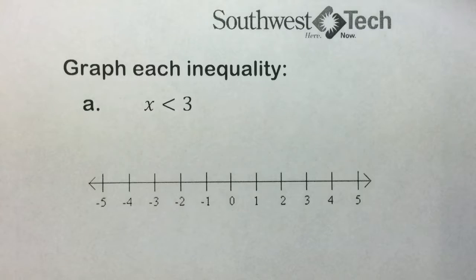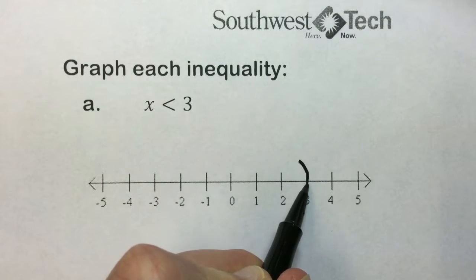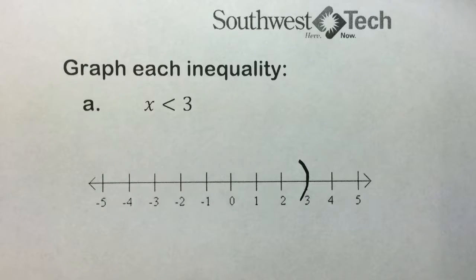An alternative notation uses open dots to indicate endpoints that are not solutions, and closed dots to indicate endpoints that are solutions. Let's take a look. To graph the inequality x is less than 3, which is saying 3 is not included here, we'll use the parenthesis, and we want all solutions or numbers that are less than 3.